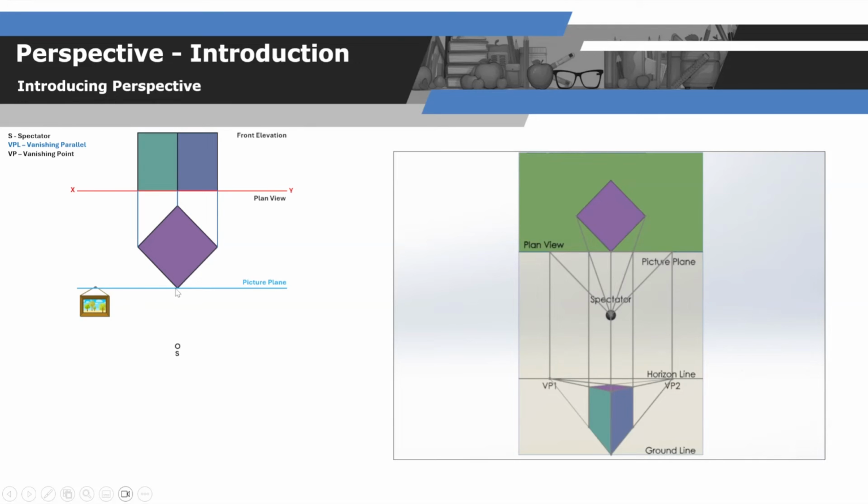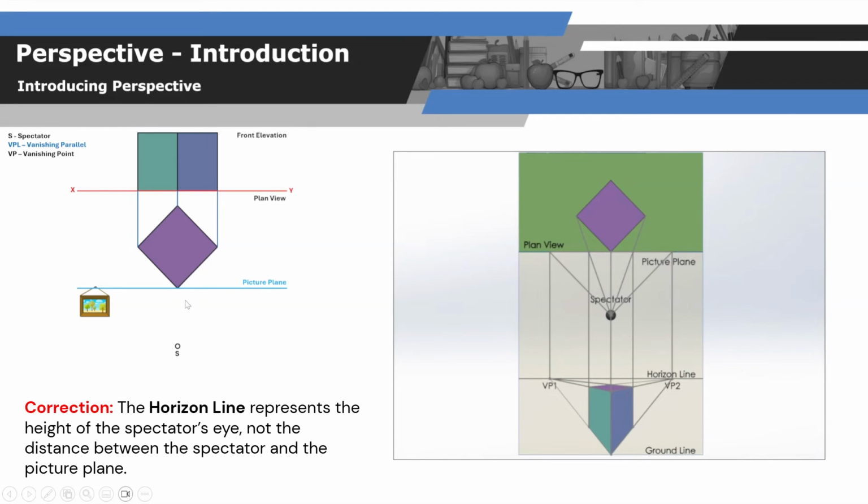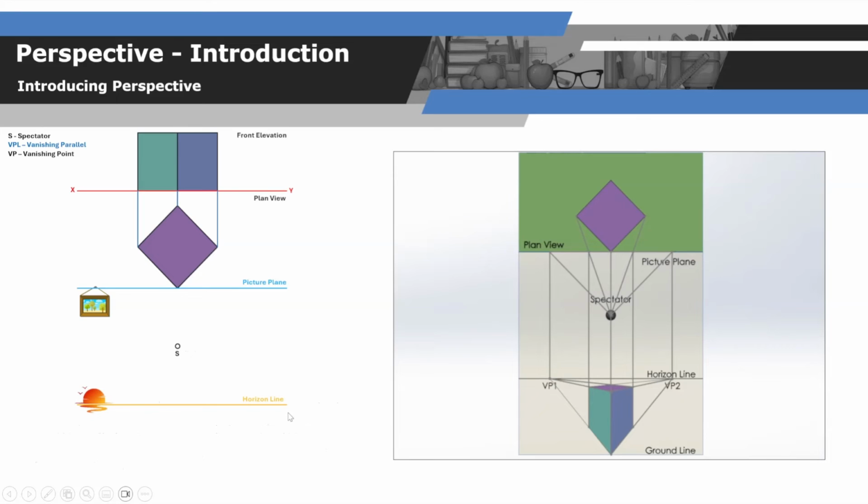Once you have the picture plane, we're going to identify the horizon line. The horizon line is the same distance between the spectator and the picture plane. In this case, the distance between the picture plane and the spectator is 50 millimeters. So the distance between the spectator and the horizon line is going to be 50 millimeters. So our horizon line is the same distance between the spectator and the picture plane. We can see that it is the horizon based on our sunset, I suppose, in the horizon.